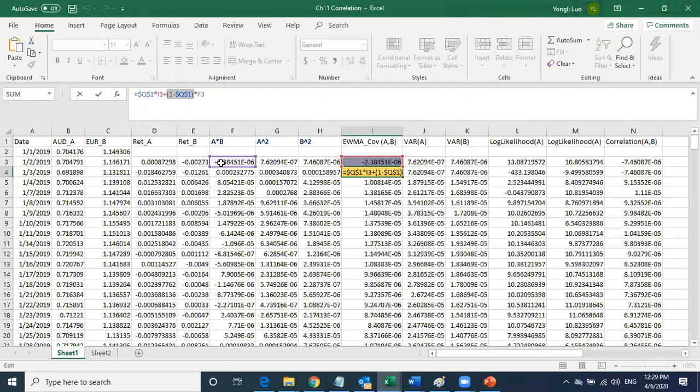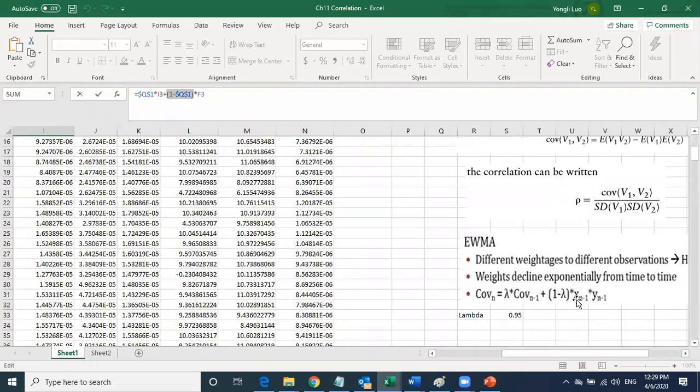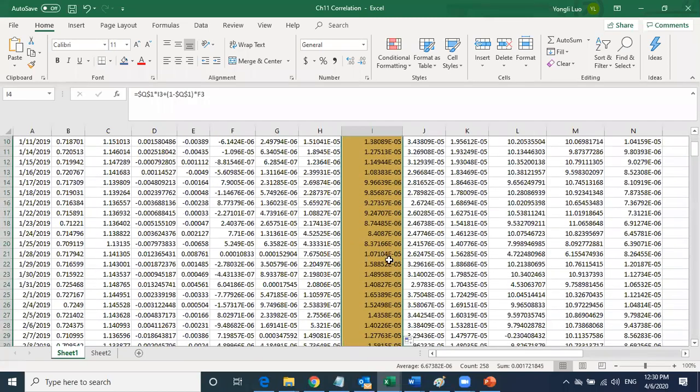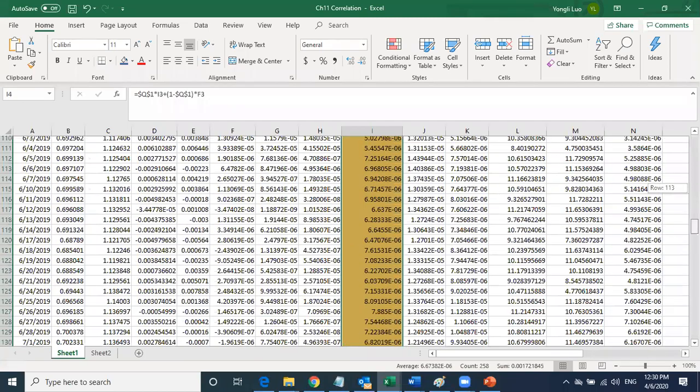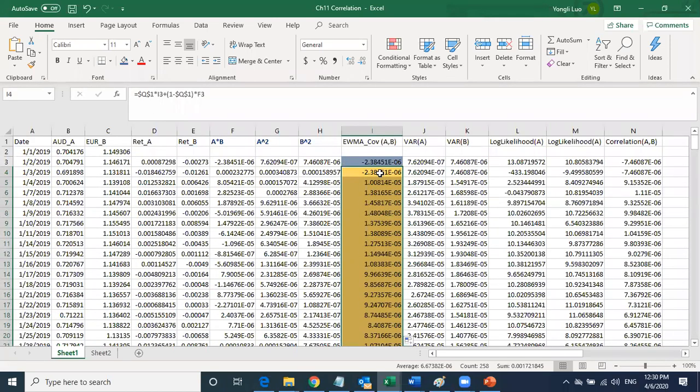So F3, I will show you this part. It is X n minus 1 times Y n minus 1. That's for the second time period. So we click on enter, and you can apply the formula all the way down. Now we are using the exponential weighted moving average to estimate the covariance between A and B.